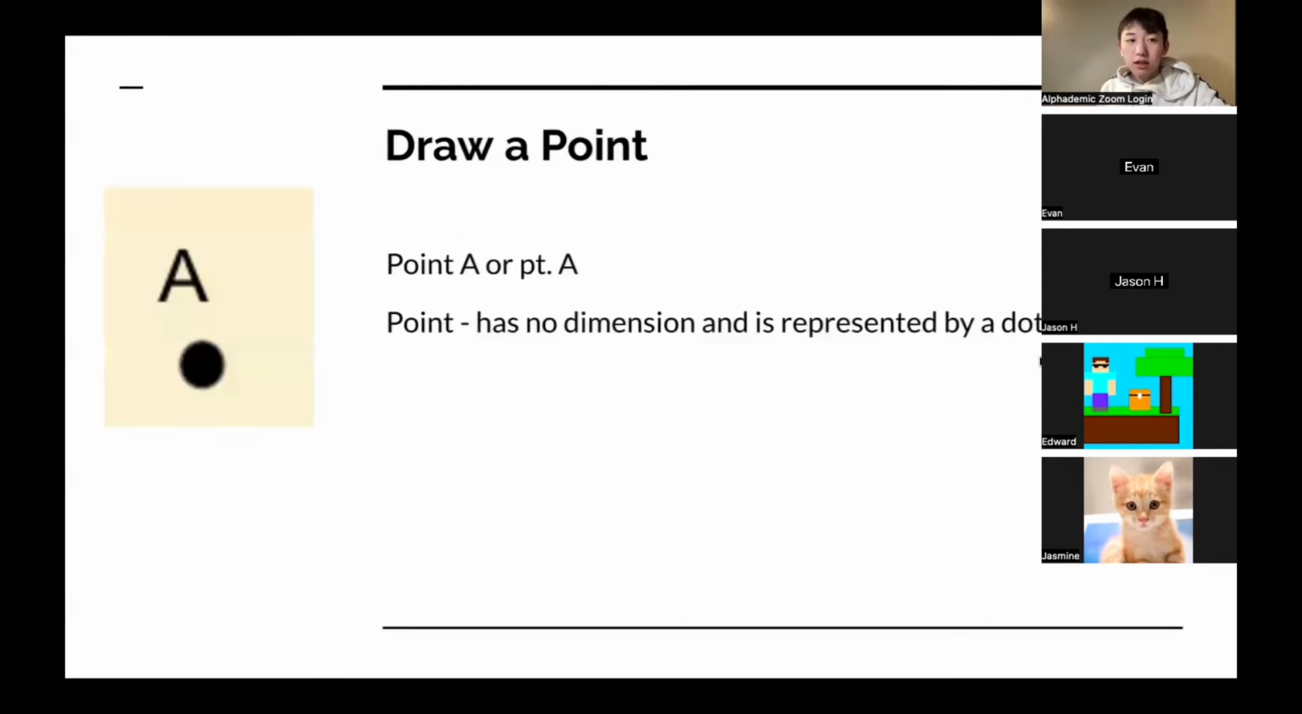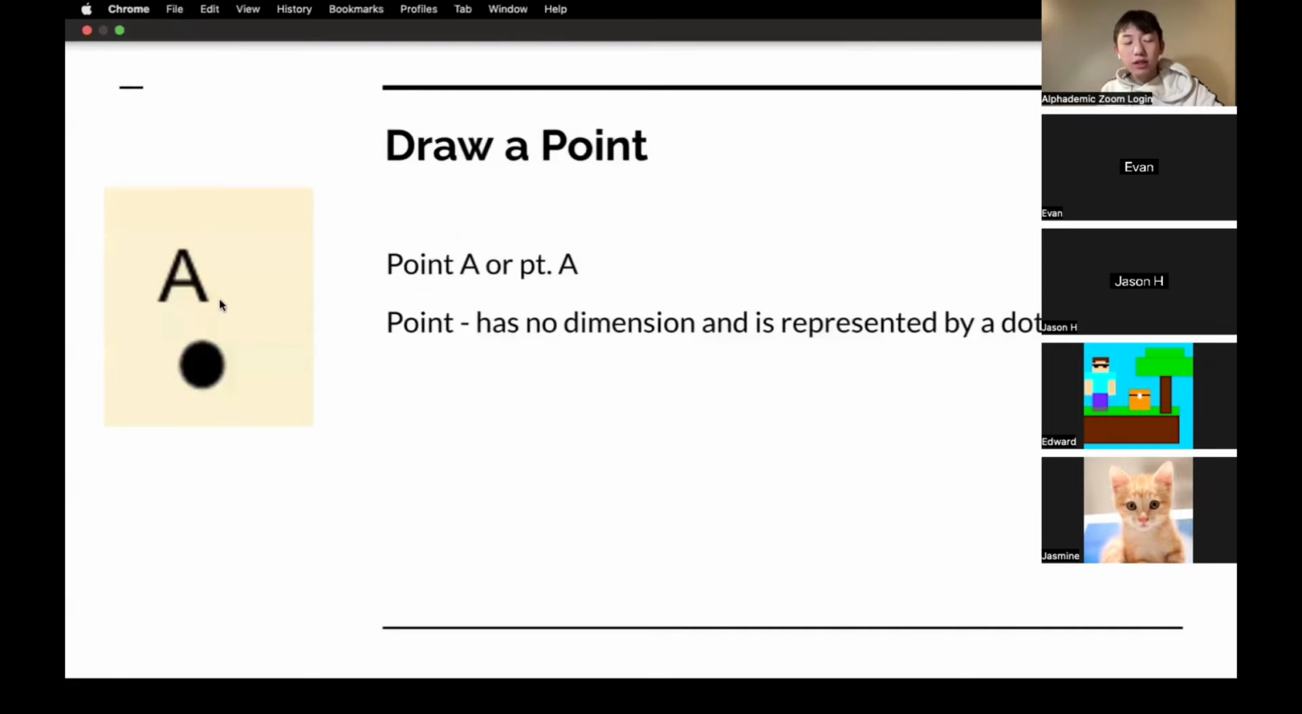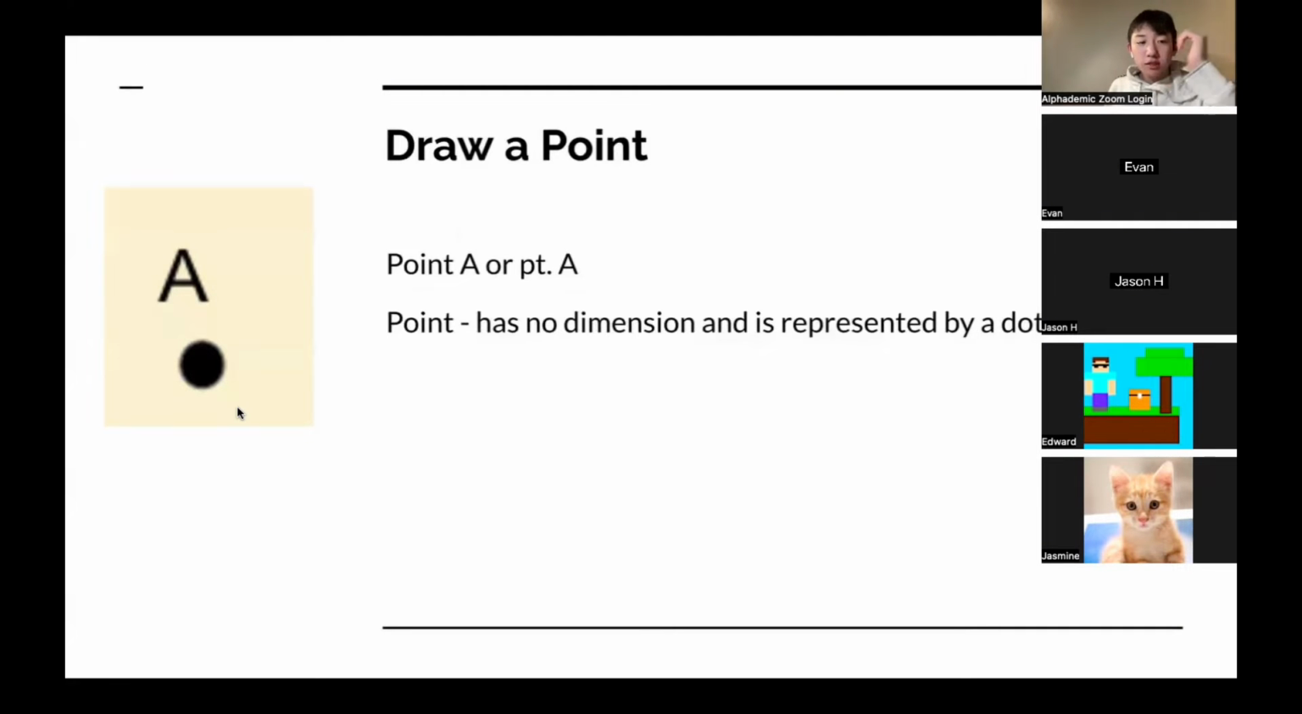All right. Next up, we are going to be talking about points. So a point is just a dot on the paper with a letter next to it, usually capitalized. You would just say this is point A or PTA. The official definition of a point is it has no dimension and it is represented by a dot. You don't have to write this down. Later on, there are some things that I would recommend that you write down, but this is just getting to know the vocabulary and getting immersed in geometry vocabulary in a sense. So that's what a point is.